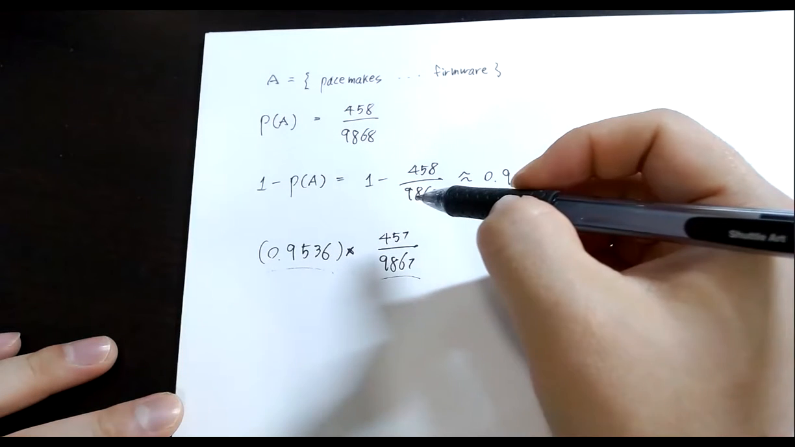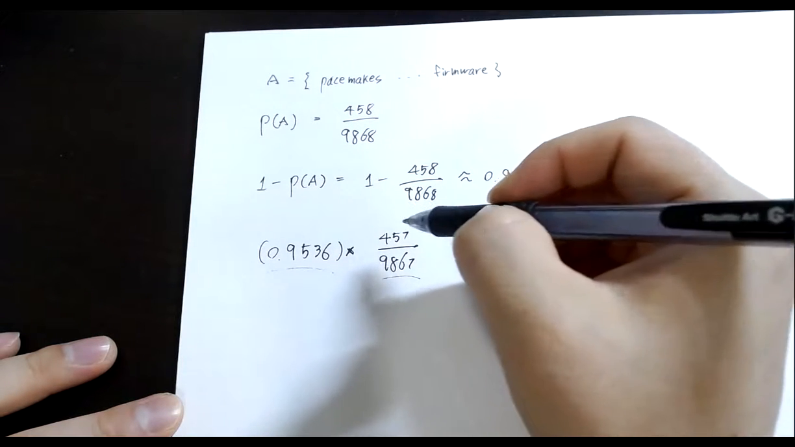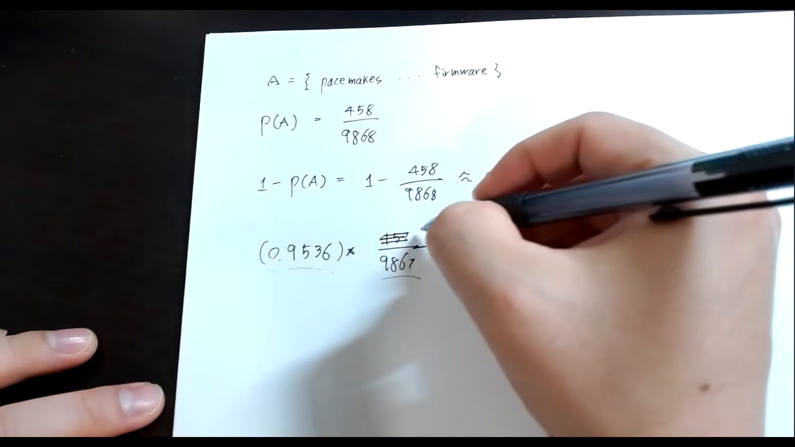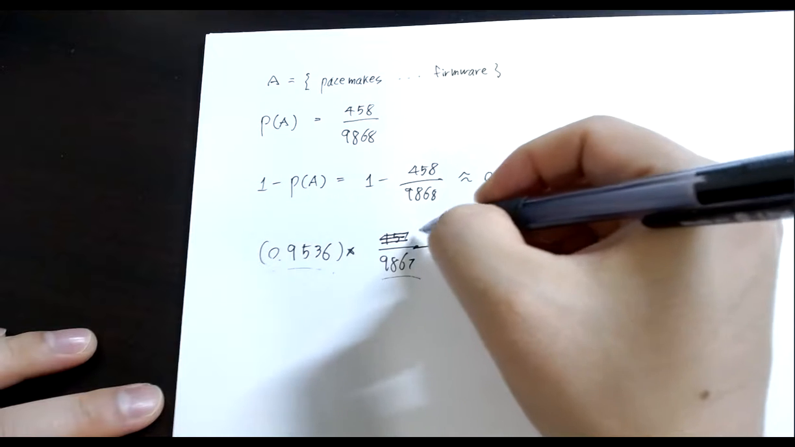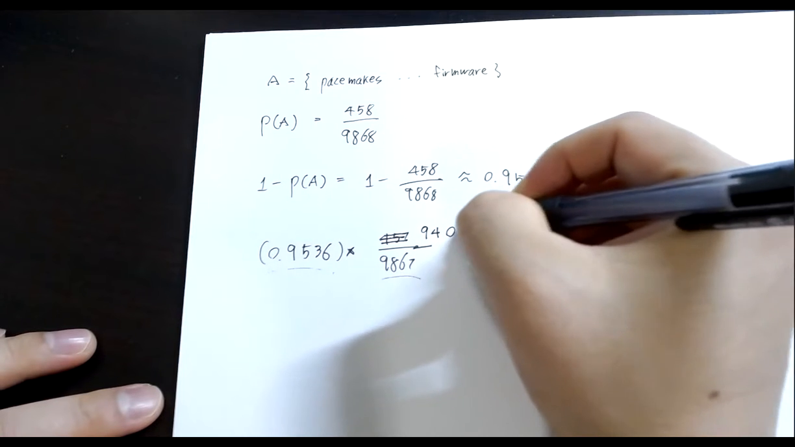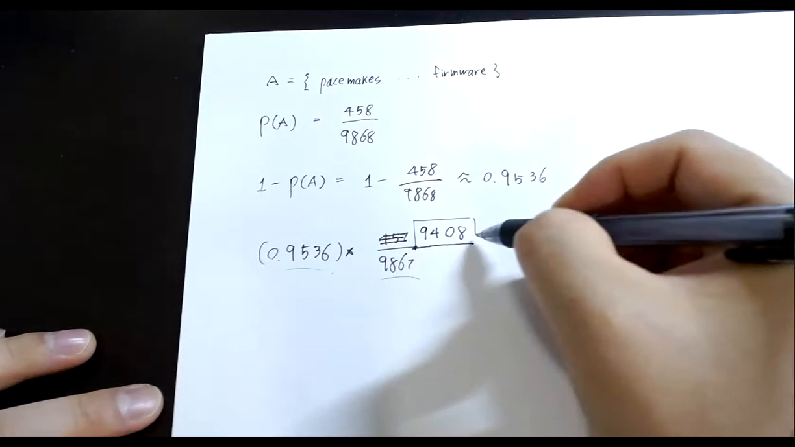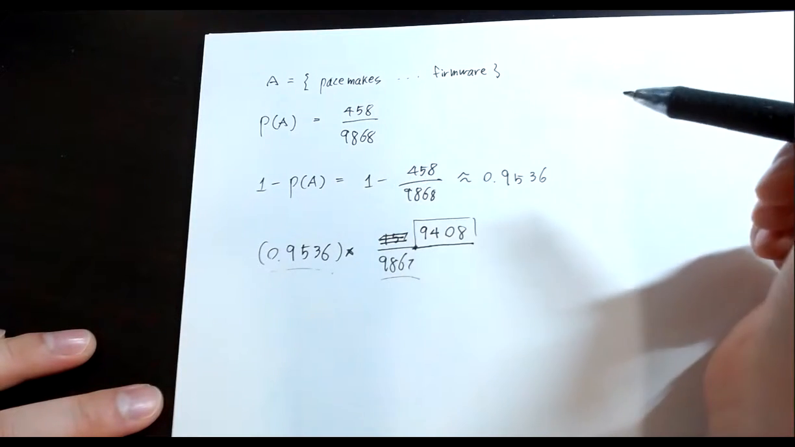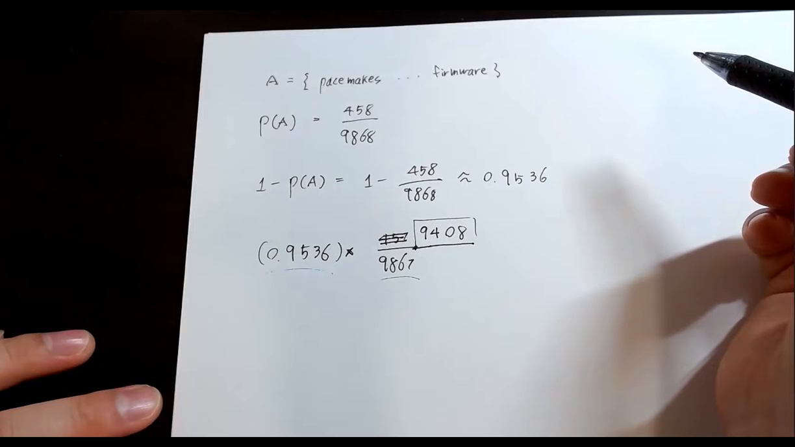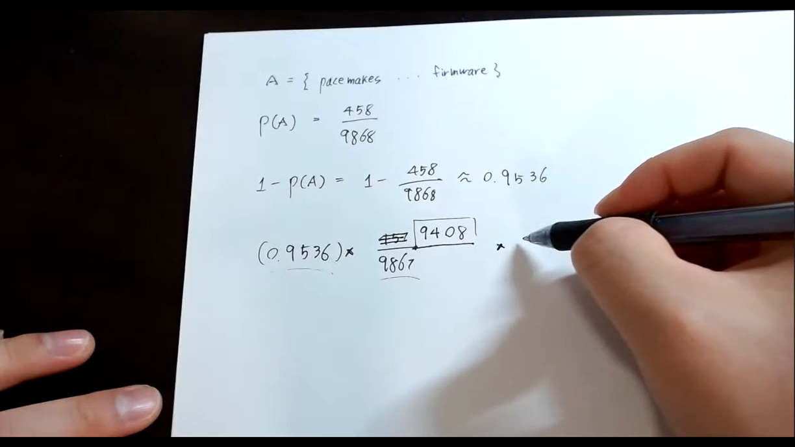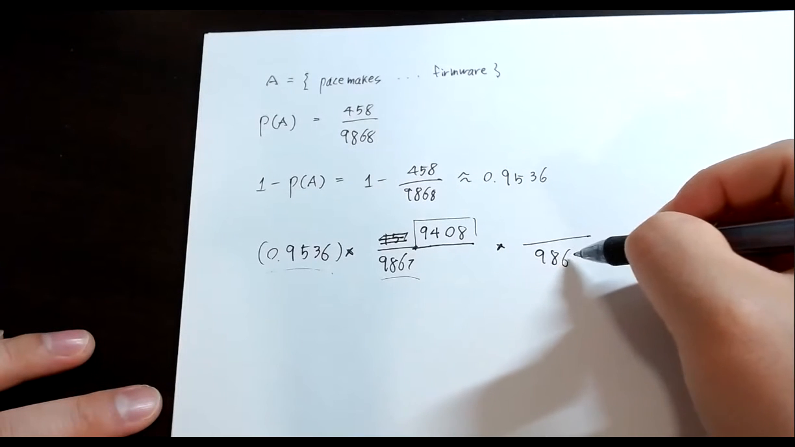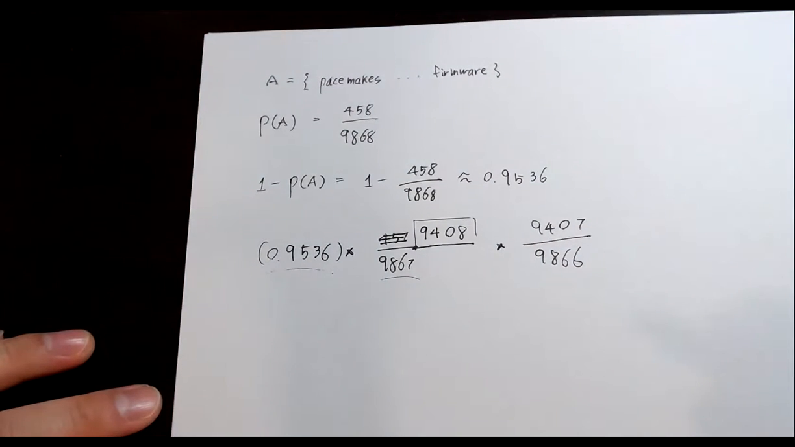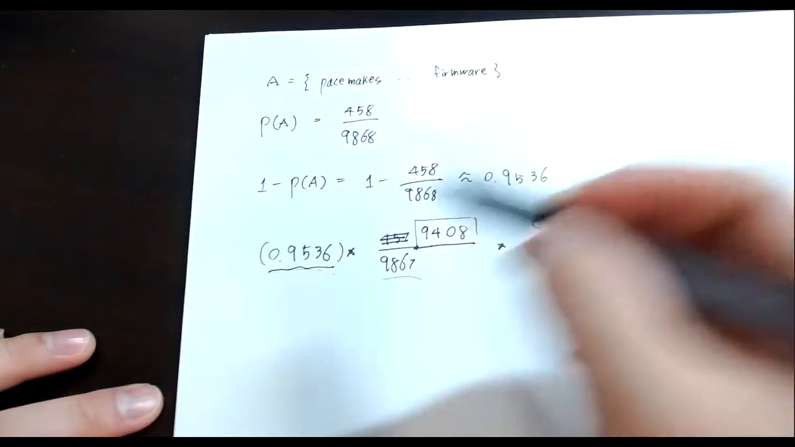Give me a second. So there should be a 9407. Where does that number come from? The number comes from 9868 minus 458 and minus 1. So now times, and then the next one is 9866 and then 9407. Okay, so that one we got this one.